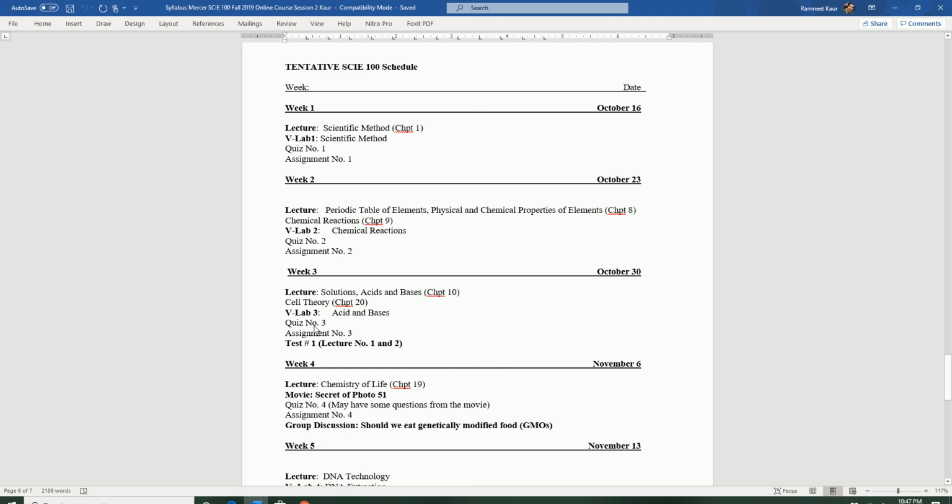Then there is assignment number 3. So assignment number 3 is again your theory to practice assignment. So this week you can write on cells if you want, you can write on acids, you can write on bases, whatever the topic you want to write, that is your assignment number 3.